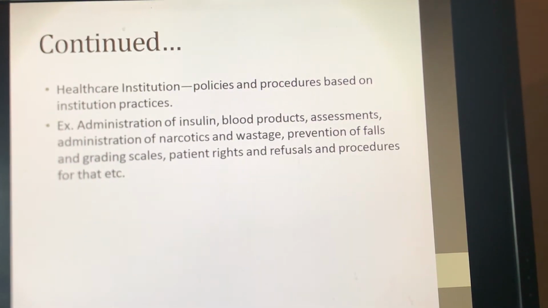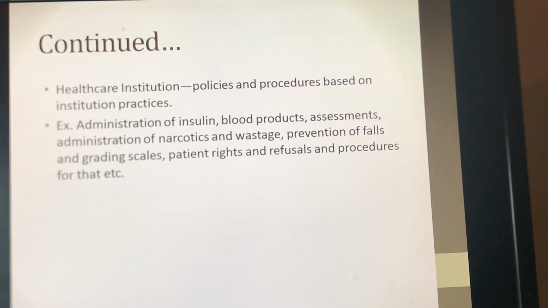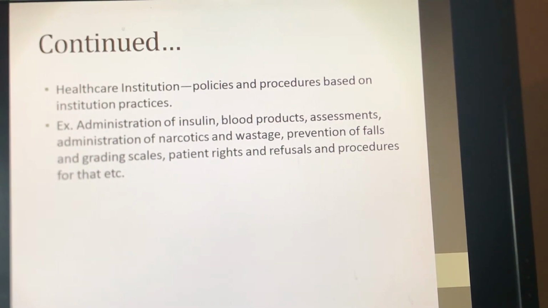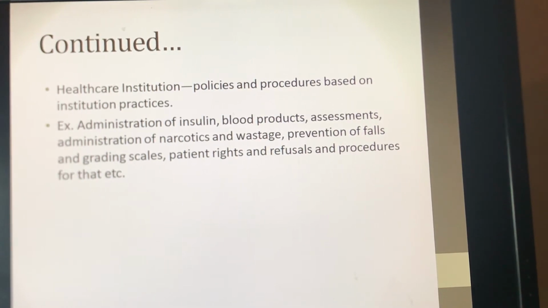Okay, your healthcare institution, of course, has policies and procedures. We've got to follow that. We've got to follow our scope of practice. We need to make sure we are doing what we are supposed to be doing. So when we're administering insulin, we check with 2 nurses. We make sure that we're not using one pen for every single patient. If we're using an insulin pen, those are patient specific.